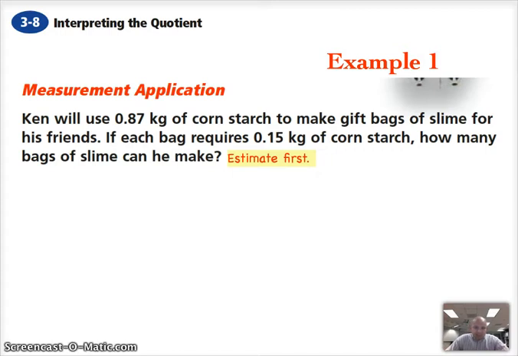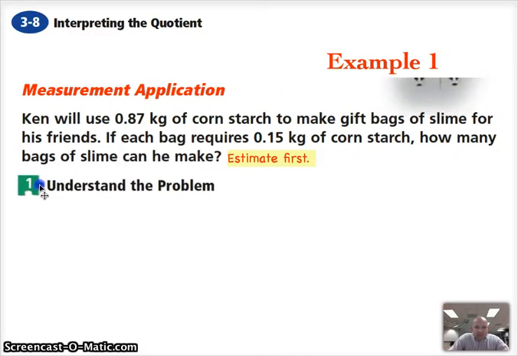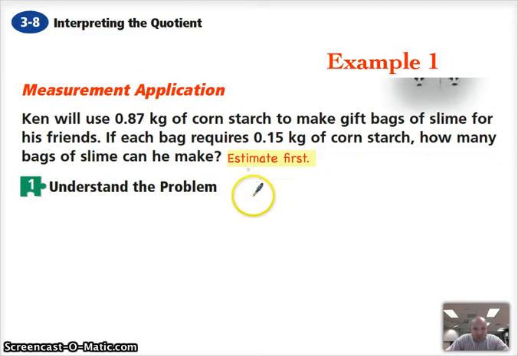Let's look at the first example here. It says Ken will use 87 kilograms of cornstarch to make gift bags of slime for his friends. If each gift bag requires 1,500 kilograms of cornstarch, how many bags of slime can he make? Well, the first thing that we're going to do is we need to understand the problem. Here we have Ken, and he's got a certain amount of cornstarch. So I'm going to go ahead and quickly draw a bag with cornstarch.